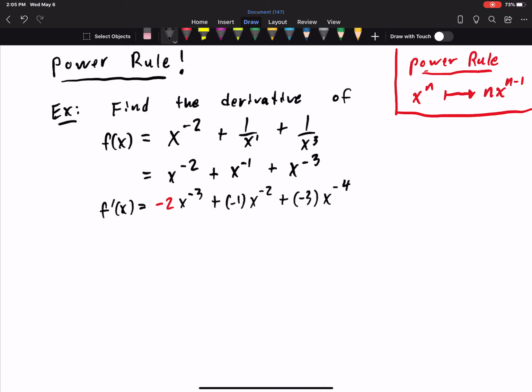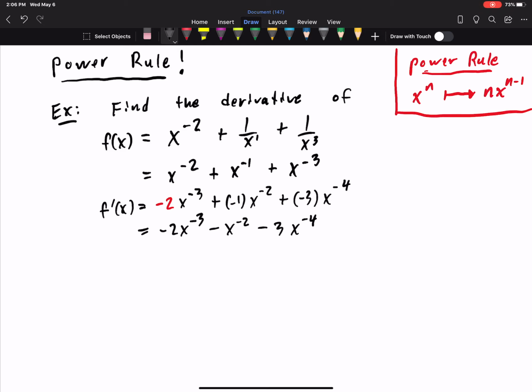Okay, now we need to simplify this algebraically. Nothing really changes with the first term. Second term becomes minus x to the minus 2, and then minus 3 x to the minus 4. Pretty straightforward. My hope is that you're getting pretty good at the power rule at this point, so you don't need to draw a bunch of arrows every single time you do this. It'll become second nature as you just do a bajillion different derivative problems. And you're probably going to do at least 1,000 by the time you finish Calc 1.